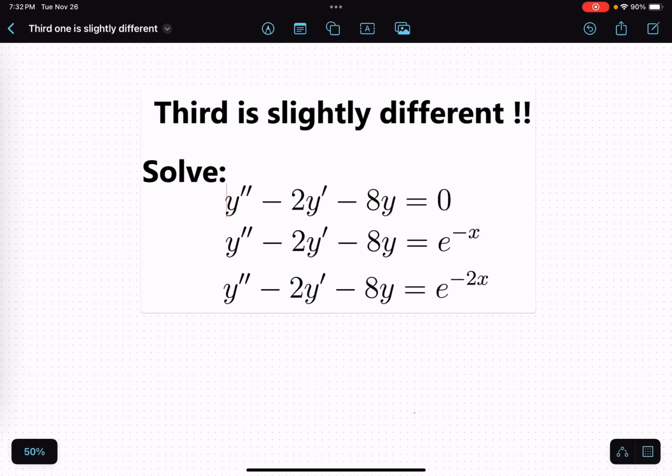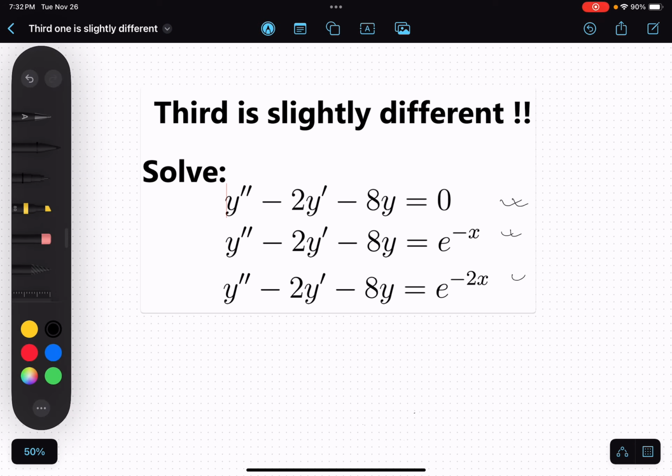Third one is slightly different. Okay, in this video, we are basically going to solve these three problems. But not just solve, we'll also gain new insights into solving differential equations, right? If you have not seen all these three equations, if you haven't ever solved them, then you are the perfect audience for this video.